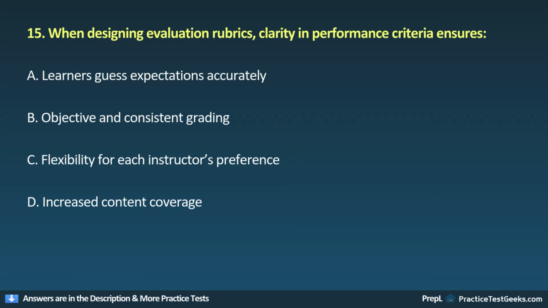15. When designing evaluation rubrics, clarity and performance criteria ensures A. Learners guess expectations accurately. B. Objective and consistent grading. C. Flexibility for each instructor's preference. D. Increased content coverage.